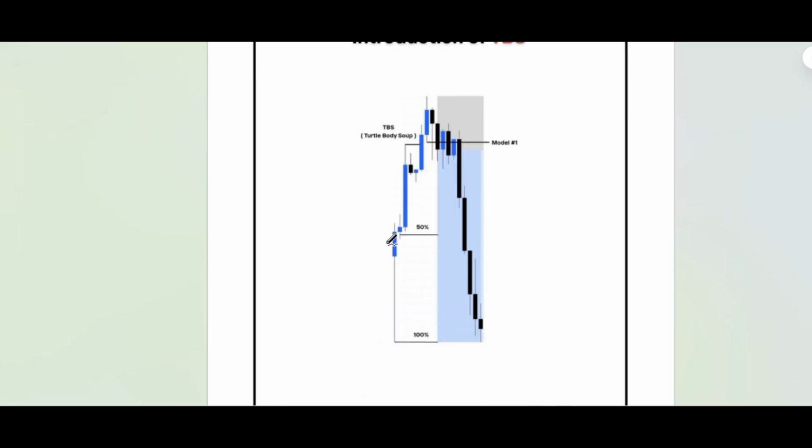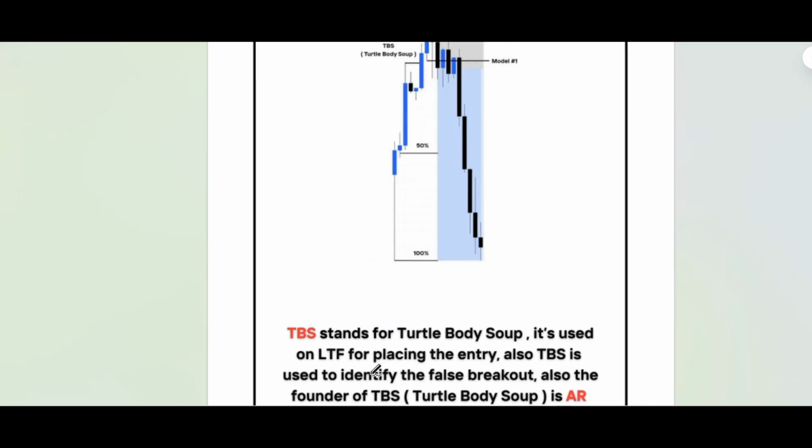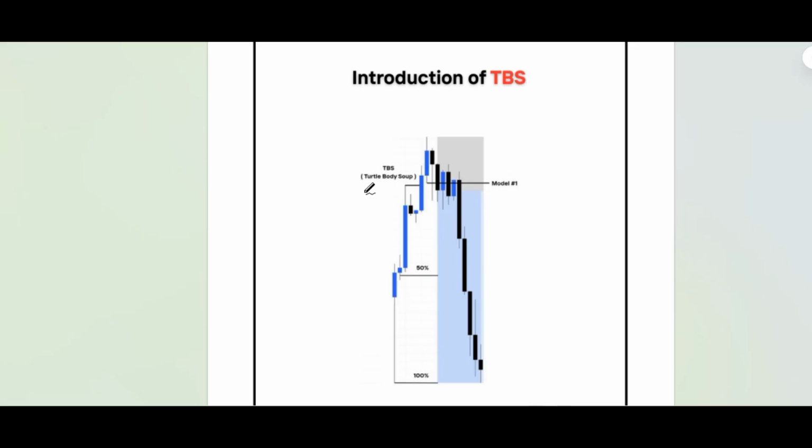Now what about the TBS? You see, TBS stands for the turtle body soup. It is used on lower time frame for placing entries. Also, TBS is used to identify the false breakout. So for this one, the TBS is normally used on the lower time frame when making an entry. That is what you need to know for now.